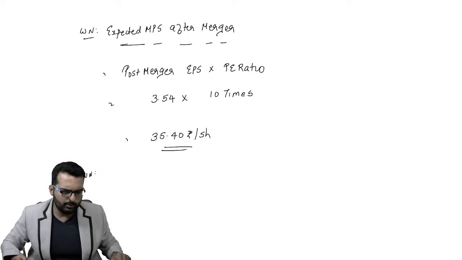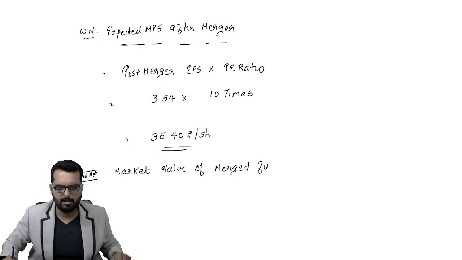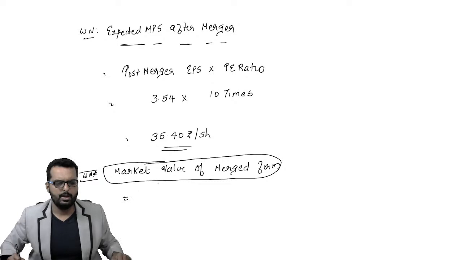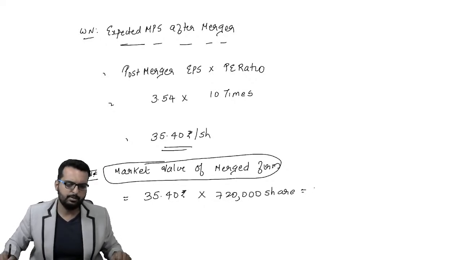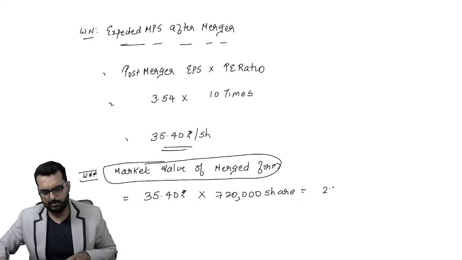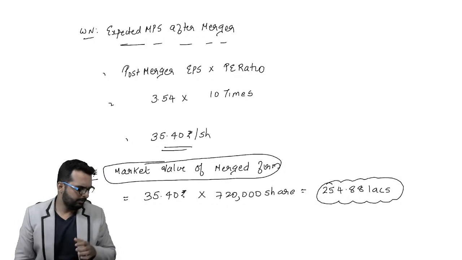The next requirement, I'll do it here itself. The next requirement is market value of the merged firm. Okay, so how do you find out the market value of the merged firm? This into 7,20,000 shares outstanding after merger, right? You get the answer as 254 lakh 88,000. Can you write down this and finish it off?